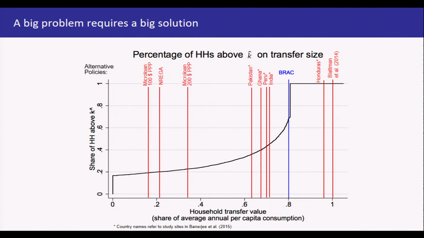Honduras is the one in which the transfer as a share of consumption was the biggest, but they gave them, I think it was sick chickens. So it must have cost them a lot, but it wasn't particularly effective. And the last one there is Chris Blattman's evaluation of the Uganda transfers to young entrepreneurs. And again, that was an enormous transfer relative to their per capita consumption, and another effective program.